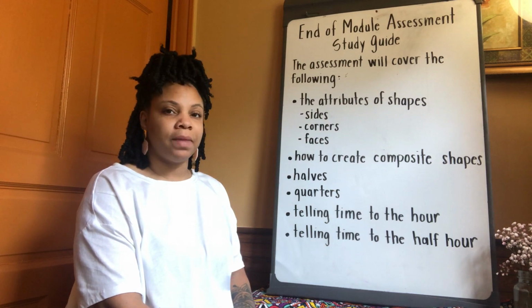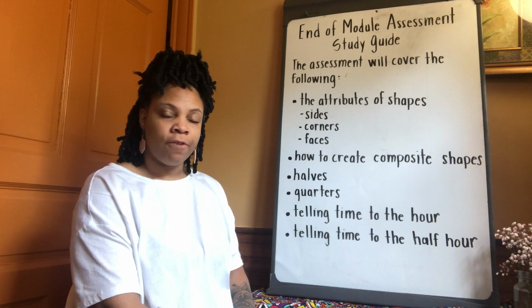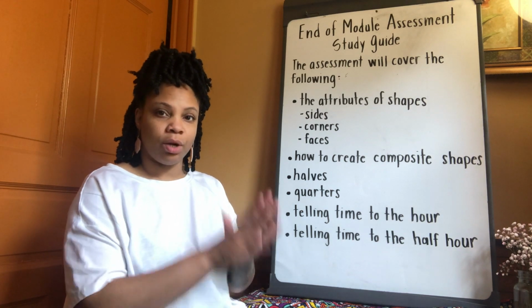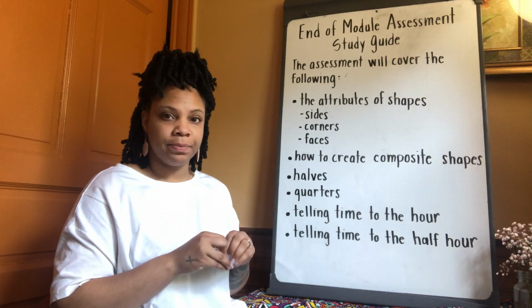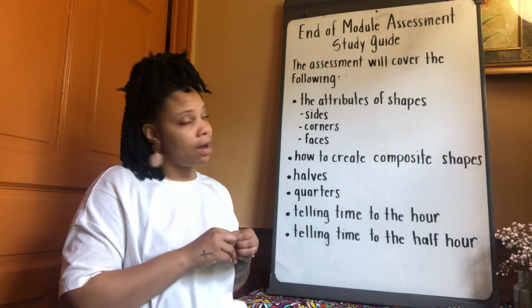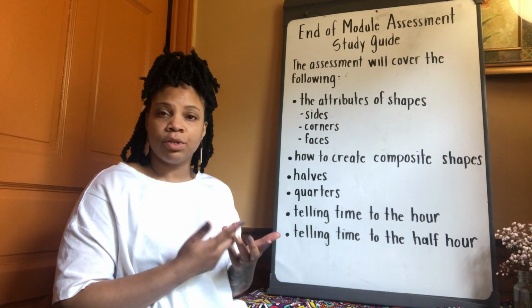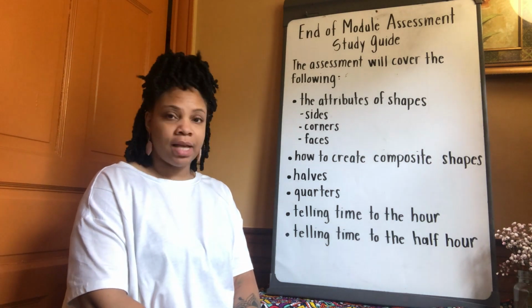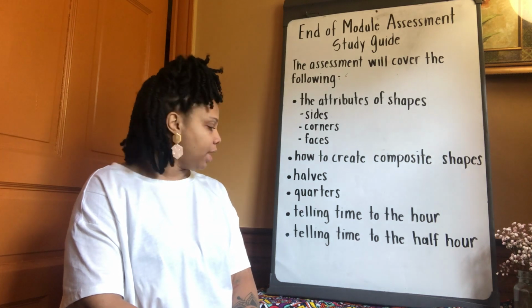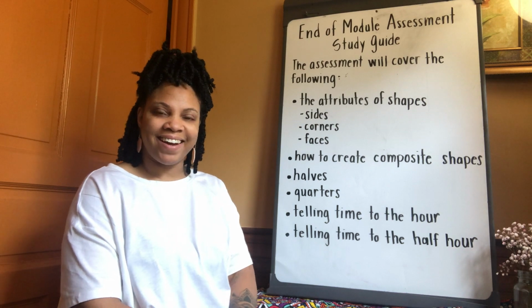The next concept that our assessment will cover is how to create composite shapes. Remember, composite shapes are the larger shapes made up of smaller shapes. Okay? All right, it's going to cover halves and corners, how to divide shapes into 2 halves or 4 quarters. And it's also going to cover telling time to the hour and telling time to the half hour. Okay? All right, Congo Nation, let's start our math review.